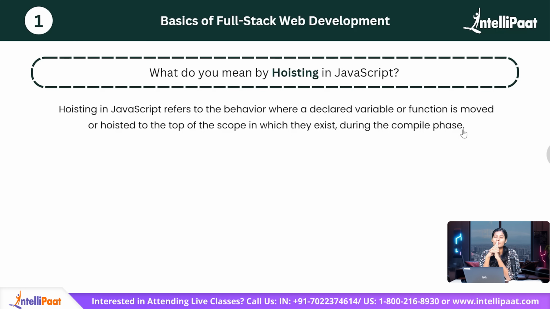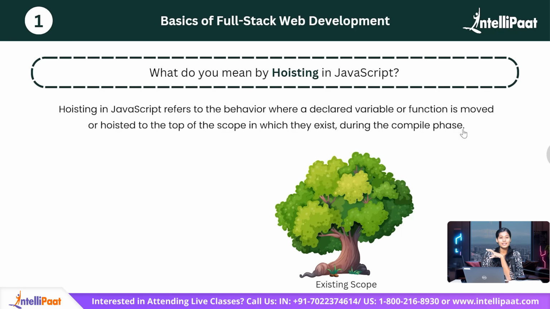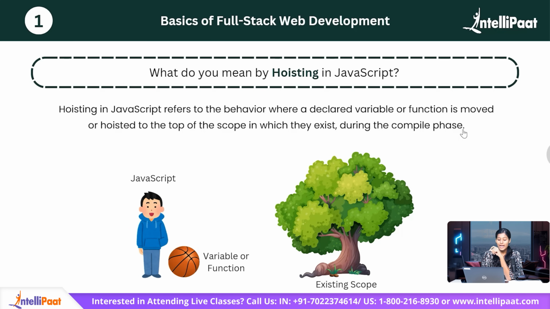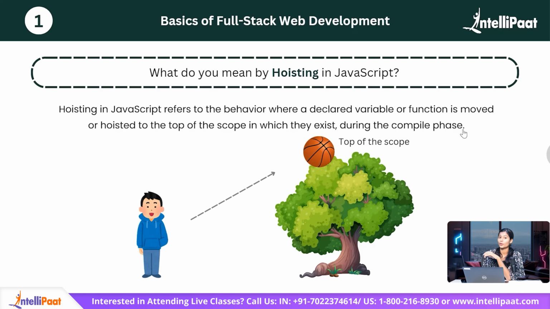To understand this better, I think we should look at an analogy. So let's do that. Consider this tree as your existing scope, this little boy as your JavaScript, and this ball as your variable or a function. Now, what happens is when you compile your code, that is when you run your code, JavaScript throws this ball to the top of your scope. That is, it hoists the variable to the top of whichever function it is existing.